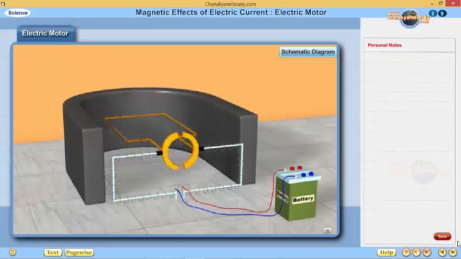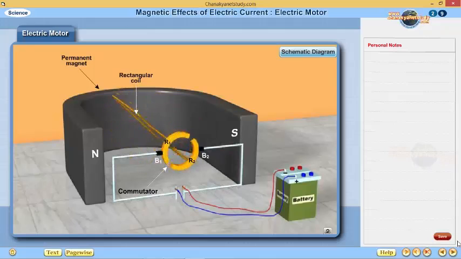Construction: armature coil: a large number of turns of insulated copper wire wound on an iron core in rectangular shape forms an armature coil A, B, C, D as shown in the figure. Strong magnet: the armature coil is placed in between 2 pole pieces of a strong magnet. This provides a strong magnetic field.